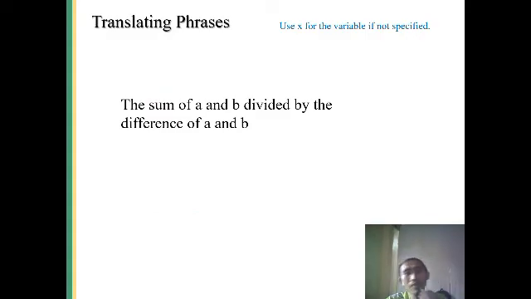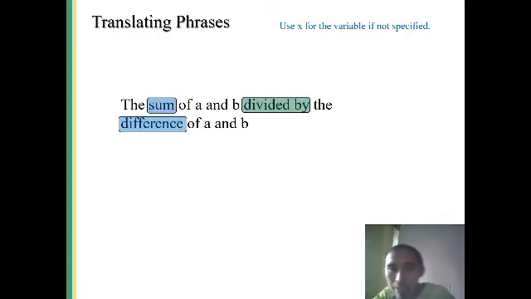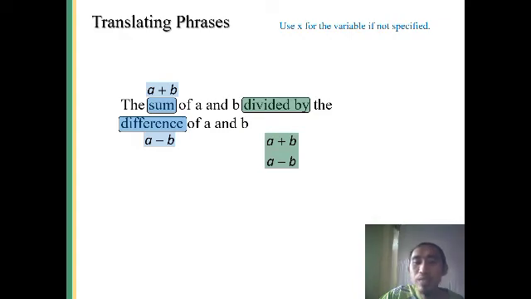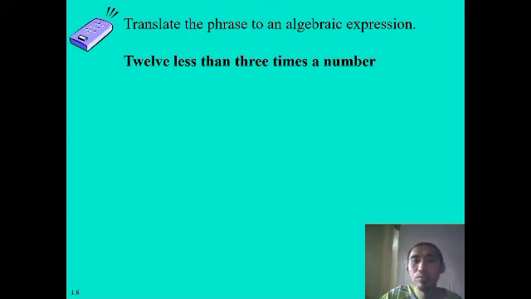The sum of a and b divided by the difference of a and b. We have the keyword divided by. So, a plus b divided by a minus b. So, we have a plus b over a minus b. Now we need to answer this one.